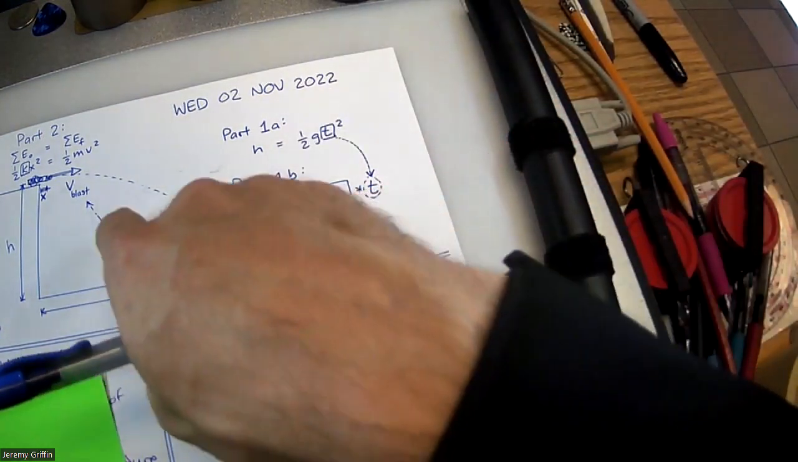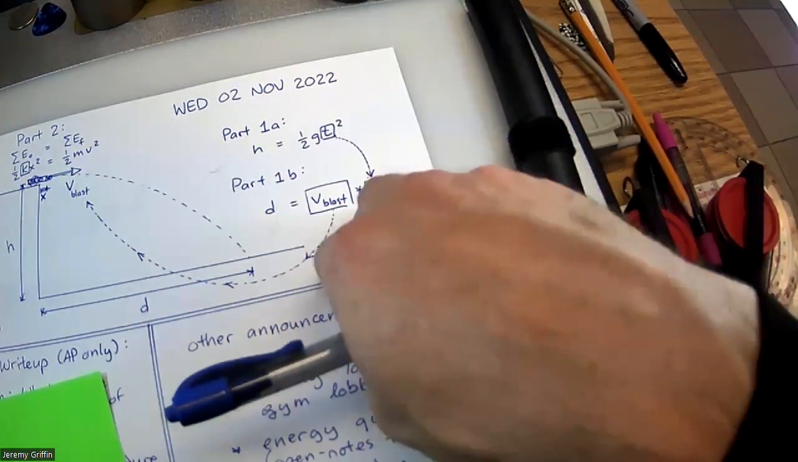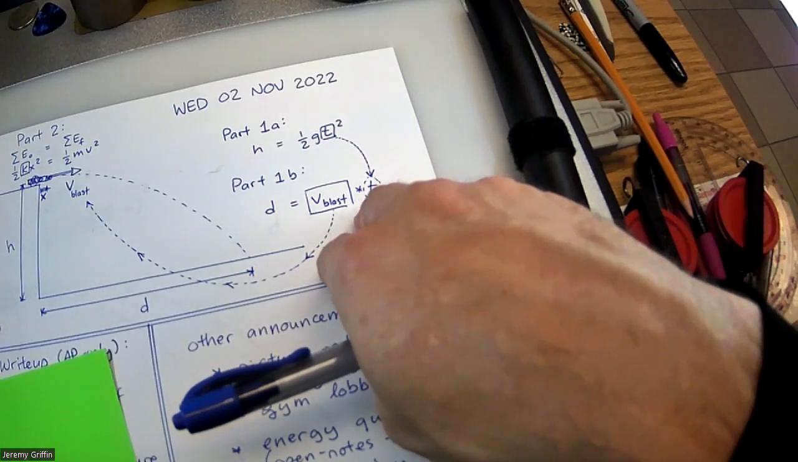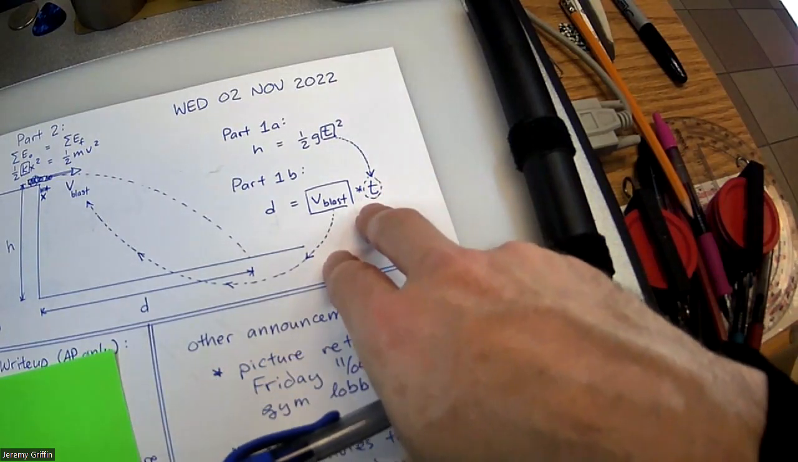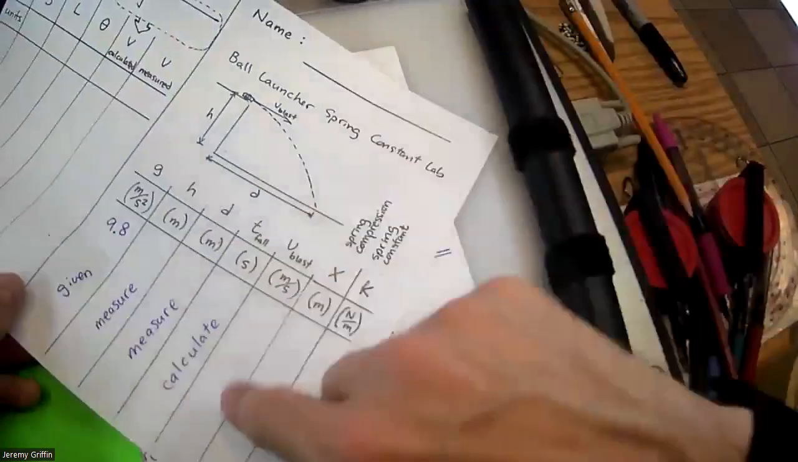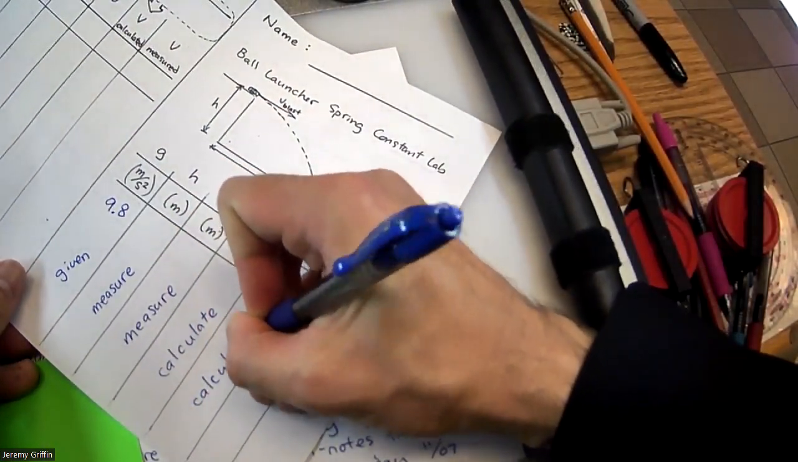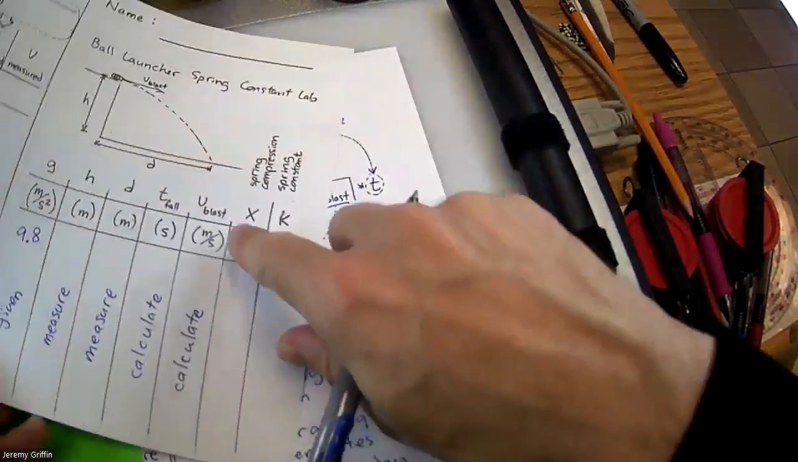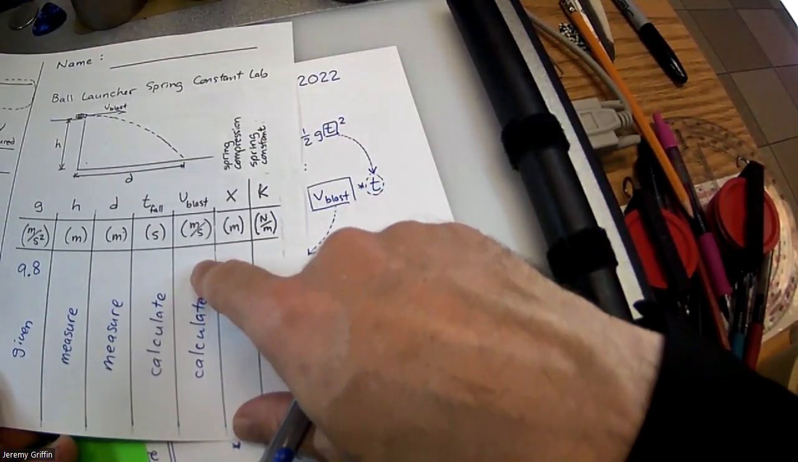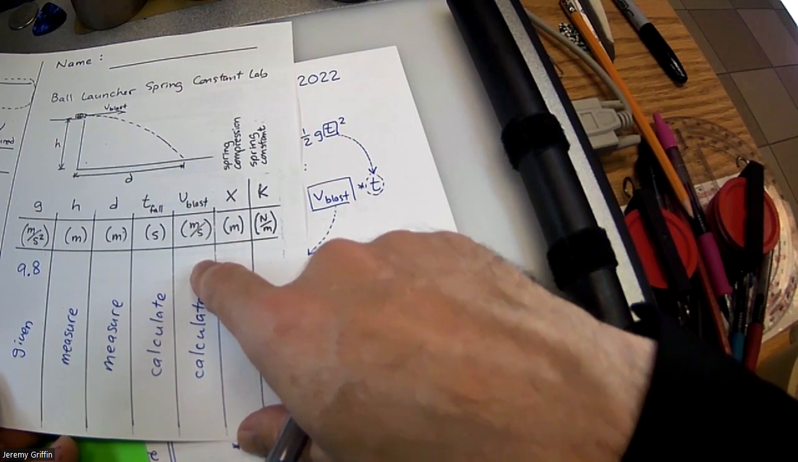So at this point, we know how fast it's been blasted from the blaster. You got that? So that's going to be the next column. You're going to calculate how fast the ball was blasted, in meters per second. All good so far?